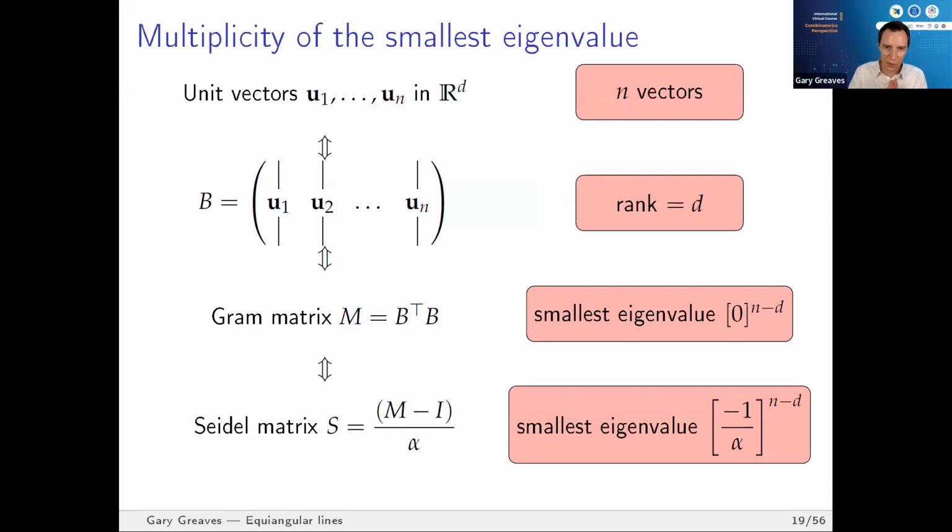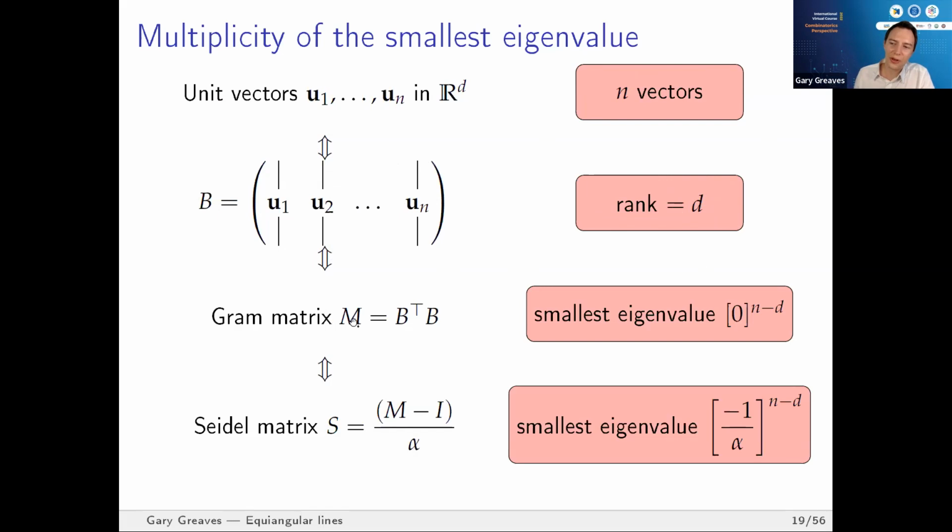The key thing that we're going to focus on for Seidel matrices is the smallest eigenvalue. Let's see why that happens. We'll go back to our unit spanning vectors u1 up to un. We start off with our n vectors, then put these vectors into a matrix as column vectors, with u1 over here, u2 next to it, up to un. Let's assume that the smallest dimension these vectors live in is R^d, so this matrix has rank d.